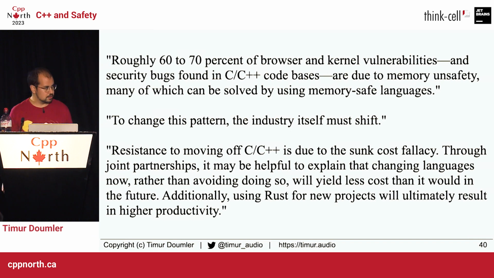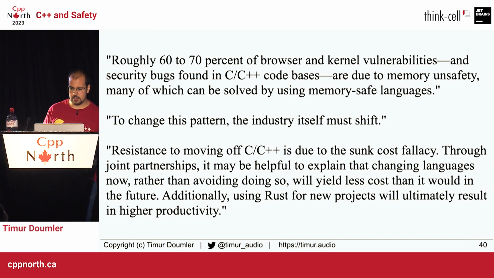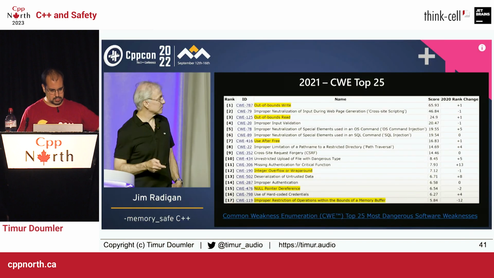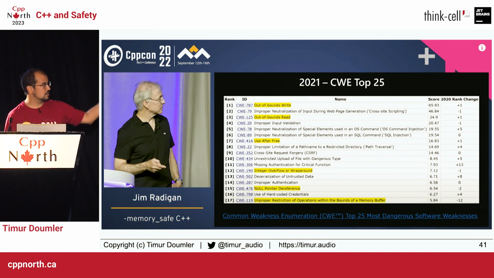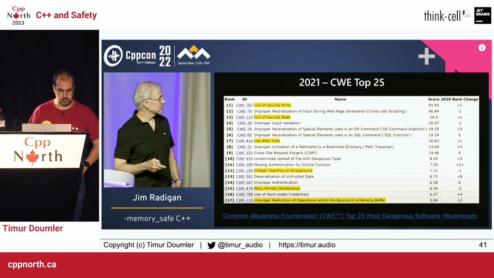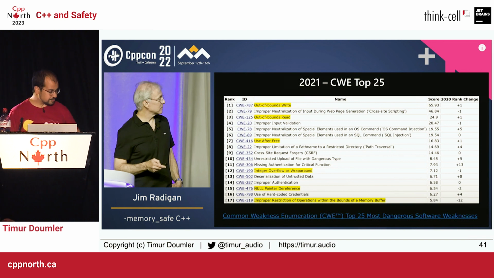And this is backed up. There's lots of talks and literature about this. There's this brilliant talk by Jim Radigan from CppCon 2022, where he goes into how these exploits work. How do people exploit them? And yes, a lot of these vulnerabilities are indeed due to things like out of bounds writes or use after free, et cetera.